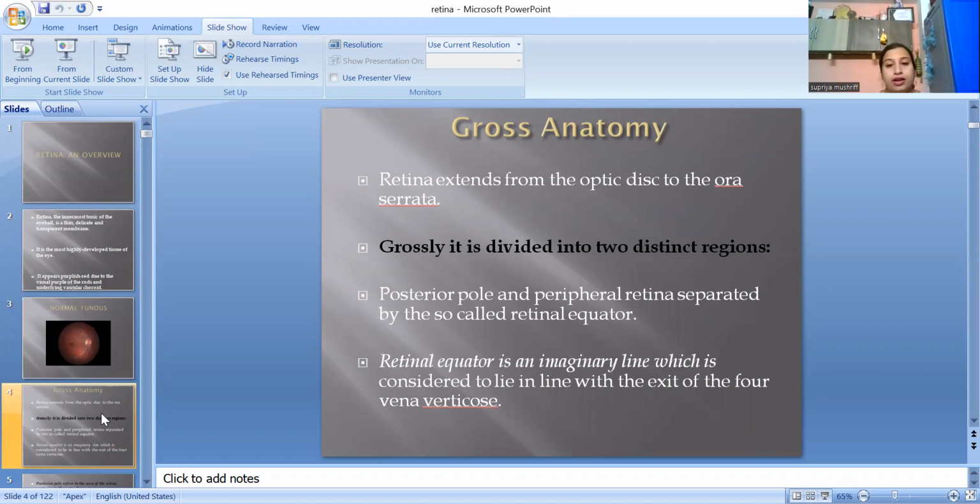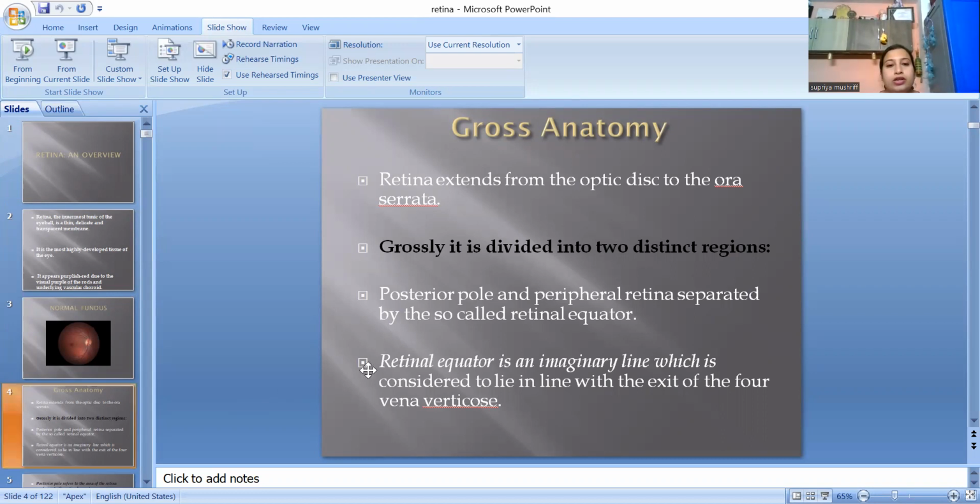Now, what is retinal equator? Retinal equator is an imaginary line which is considered to lie in line with the exit of the four vena vorticosa. Now, what is vena vorticosa? These are veins present in the retina at the 1 o'clock, 5 o'clock, 7 o'clock, and 11 o'clock positions. By joining all these four vena vorticosa, an imaginary line is drawn, the retinal equator.